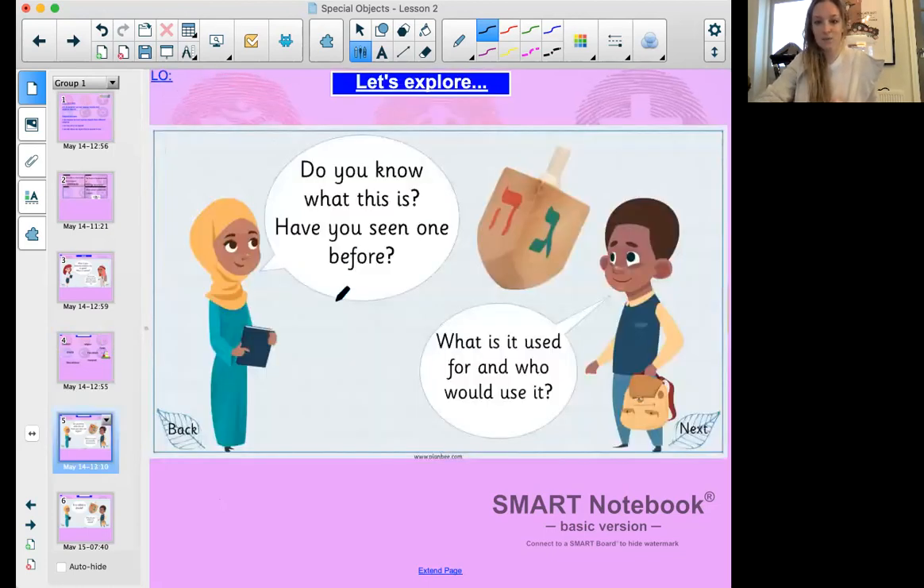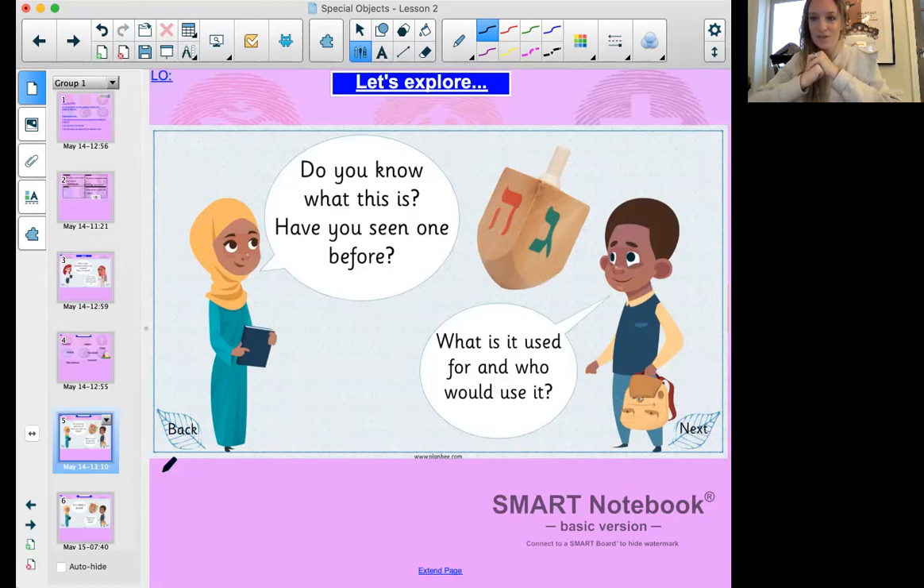All right, let's explore. What is this object? Do you know what it is? And have you seen one before? You might remember it from before the holidays. We did a little mini lesson all about Hanukkah, and you might have seen this before. So pause the video and have a think. Do you know what this is? Have you seen it before? What is it used for? And who do you think would use it? So have a little go.